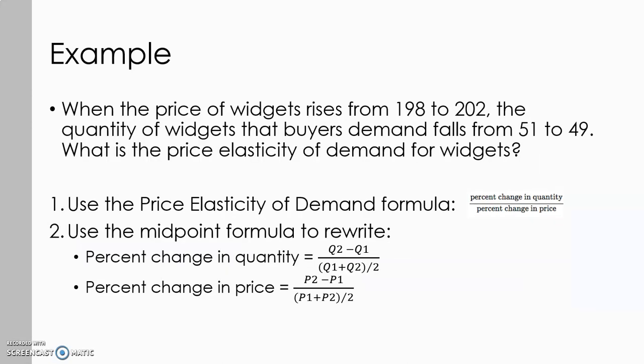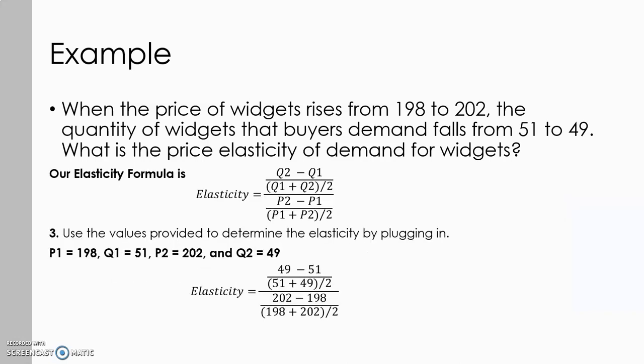Okay, so step 1. Use the price elasticity of demand formula. Percent change in quantity divided by percent change in price. Then, we'll use the midpoint method to rewrite the percent change in quantity as Q2 minus Q1 over (Q1 plus Q2) divided by 2, and percent change in price as P2 minus P1 over (P1 plus P2) divided by 2. Let's put that into action.